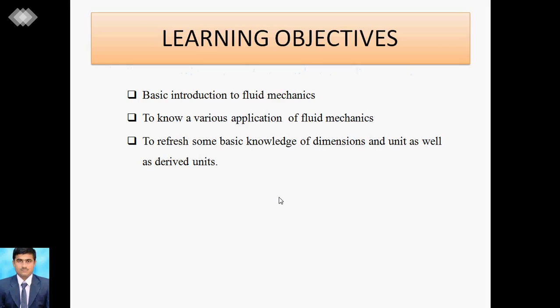First of all, we discuss the learning objectives for this session. First objective is basic introduction to fluid mechanics. Second is to know the various applications of fluid mechanics. Third is to refresh some basic knowledge of dimension and unit.